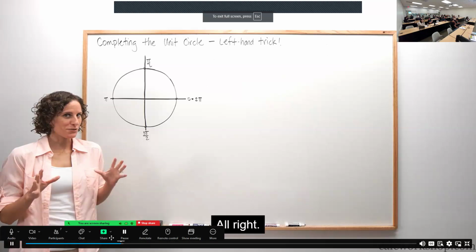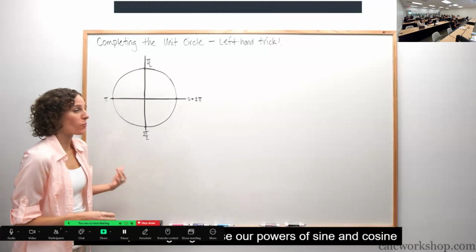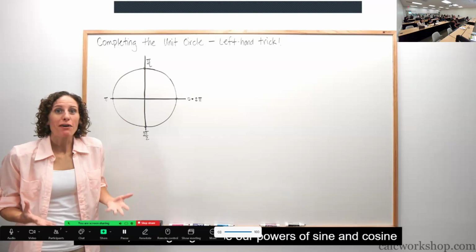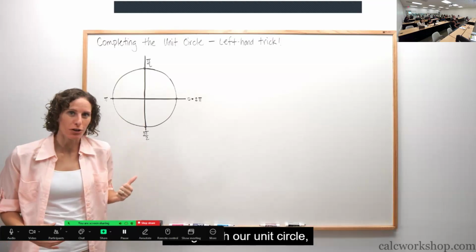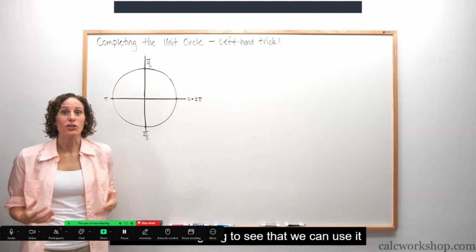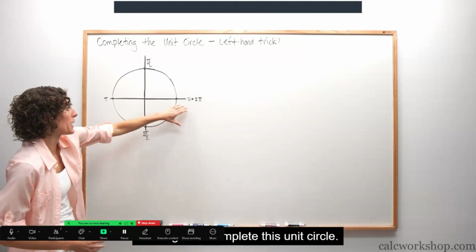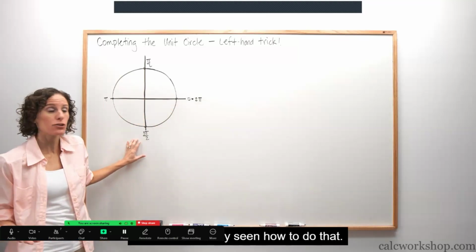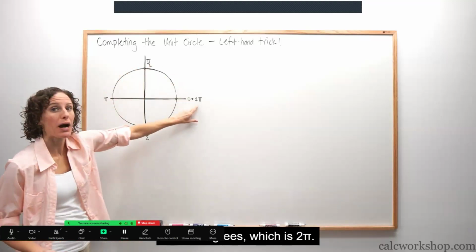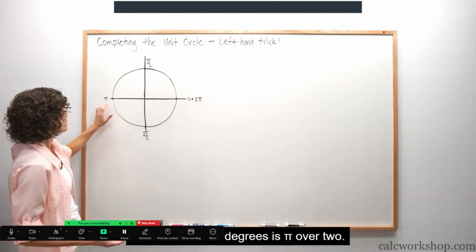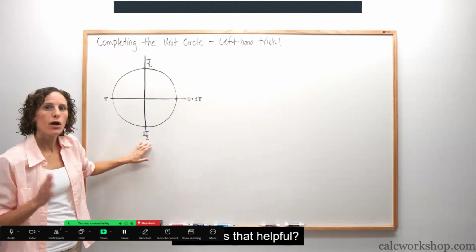All right, so what we're gonna do right now is we're going to complete the unit circle. It's gonna be wickedly easy. And then we're going to use our powers of sine and cosine and even tangent to find all of the ordered pairs that go with our unit circle. And then we're gonna see that we can use it to be human calculators. So let's start. We're gonna complete this unit circle. Again, we have all the quadrantal angles and we've already seen how to do that. We've got 0 degrees, which equates to 0 radians, or 360 degrees, which is 2 pi. We know that 90 degrees is pi over 2, we know that 180 degrees is pi, and 270 degrees is 3 pi over 2. So, how is that helpful?